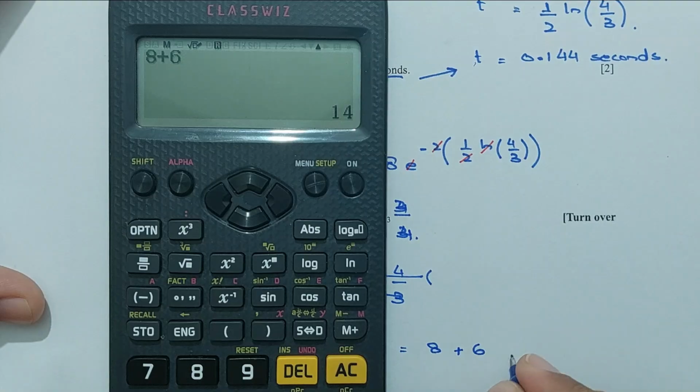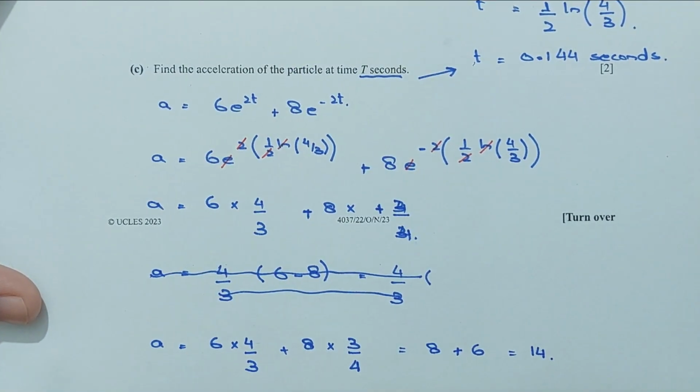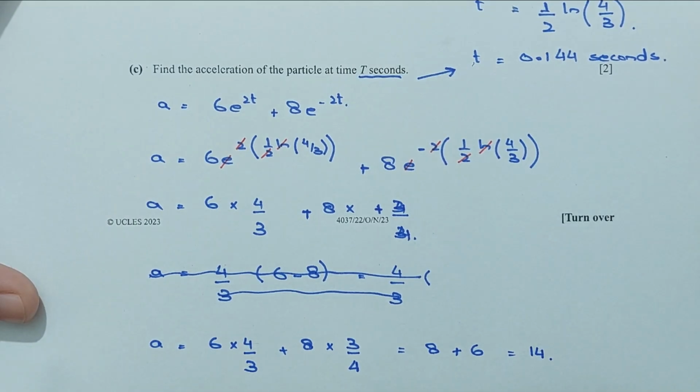8 plus 6 is 14, right? So we can say the acceleration of the particle at time t second is 14.